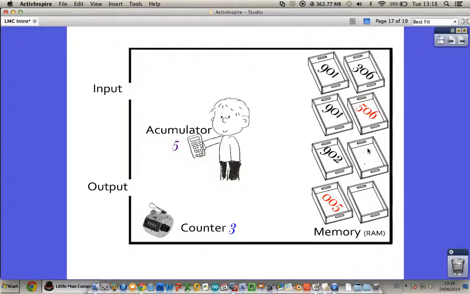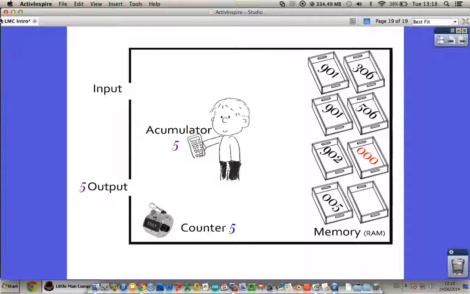And my last instruction is 902, which is an output. So I take my 5 and I put it into my output box. Now finished, so I move on to the next instruction, which happens to be my empty basket, so my computer halts. So at this point I can take a whole series of inputs and output them.